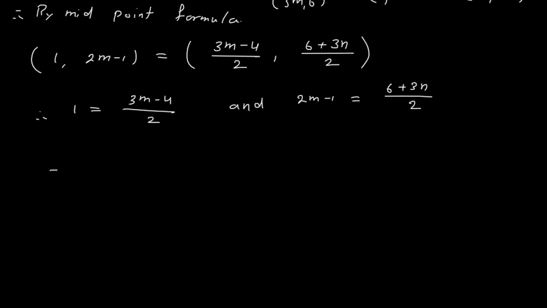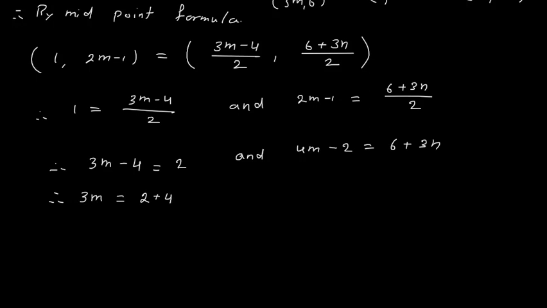So here I simplify, I will get 3m minus 4 is equal to 2, and I will get 4m minus 2 is equal to 6 plus 3n. So here I will get 3m is equal to 2 plus 4. Therefore 3m will be 6, and therefore m is equal to 2. And here I will get 4m, so 4m means 4 into 2 minus 2 is equal to 6 plus 3n.